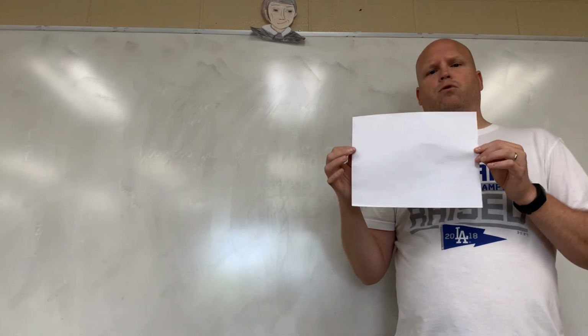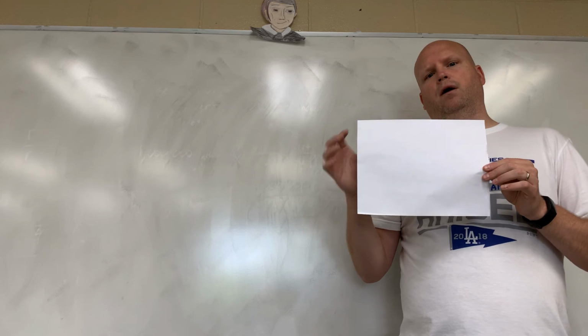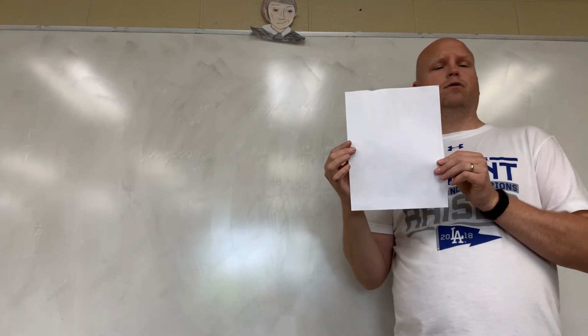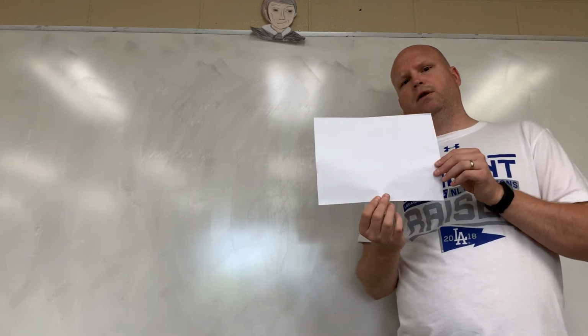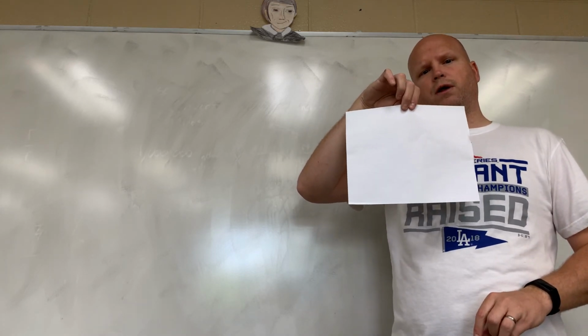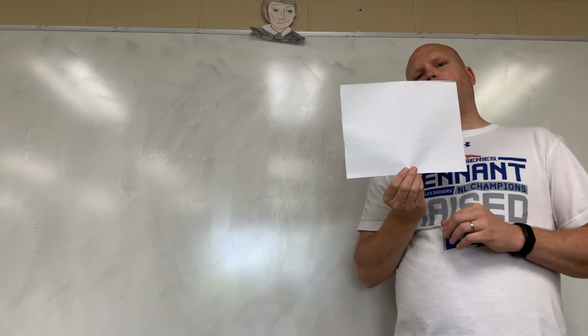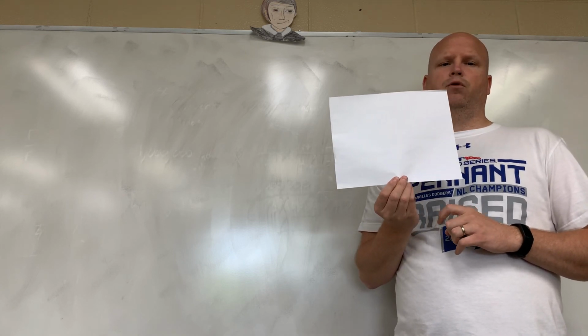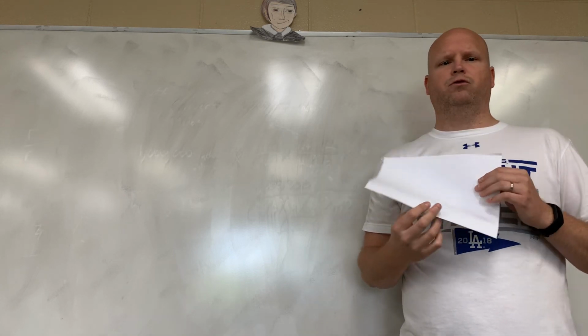The last thing is rotational symmetry. If I turn this like this, it doesn't look exactly the same, but I can turn it halfway around and it would look exactly the same. That's rotational symmetry. When I turn it, I can make it look exactly the same both ways. So those are the two symmetries you're dealing with today.